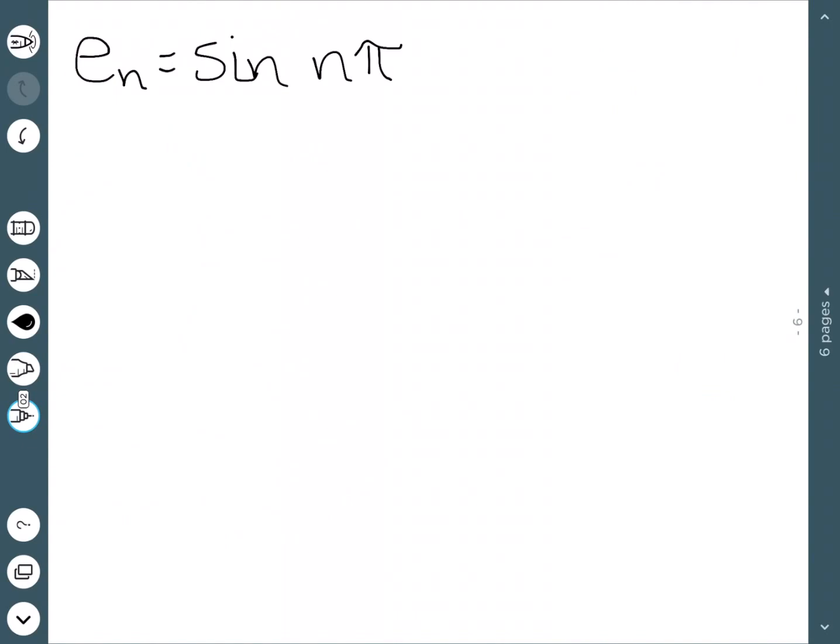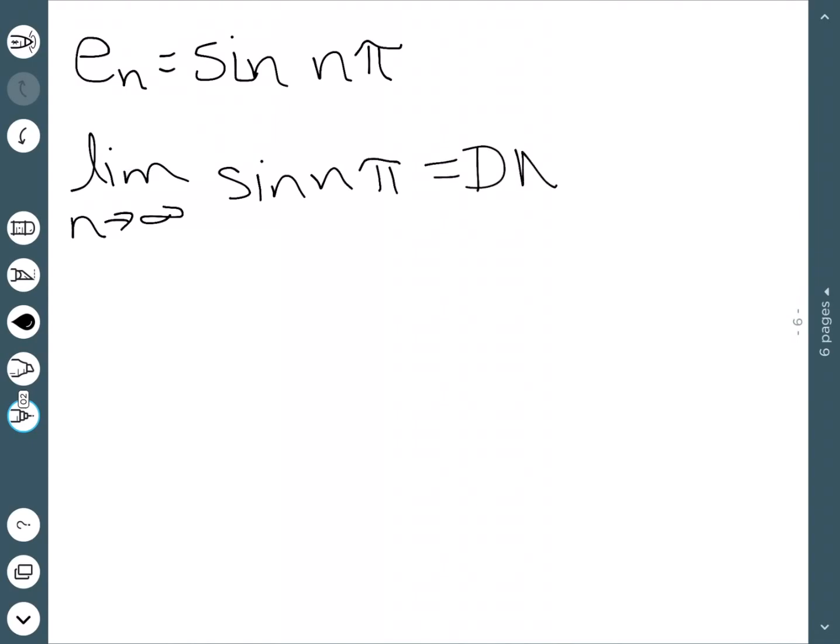For our last one, let's look at the sequence e sub n, which is equal to sine n pi. The limit as n goes to infinity of sine n pi doesn't exist. This thing oscillates forever. However, that does not mean that the limit of the sequence doesn't exist. So let's think about what this sequence looks like.